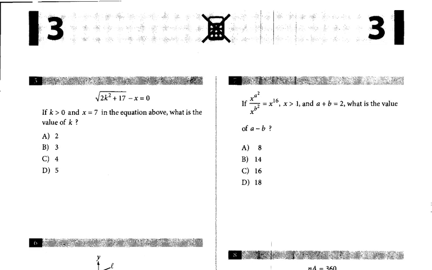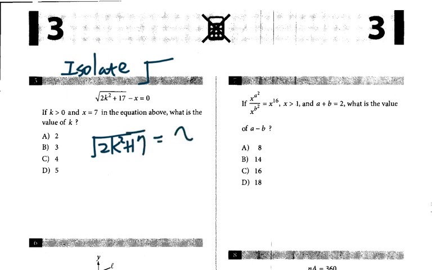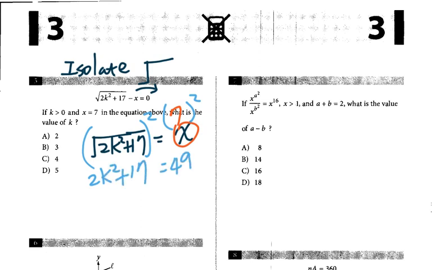Okay, so for number 5, basically this is a square root function. When you have a square root function, isolate the square root, that's the first step. So you will get the square root of 2k squared plus 17 equals x. I add x, or you can cross the x to the other side. Then I plug in 7, so this will be 7. That's why I square both sides. The reason why I square both sides is to get rid of the square root. So I got 2k squared plus 17 equals 49.